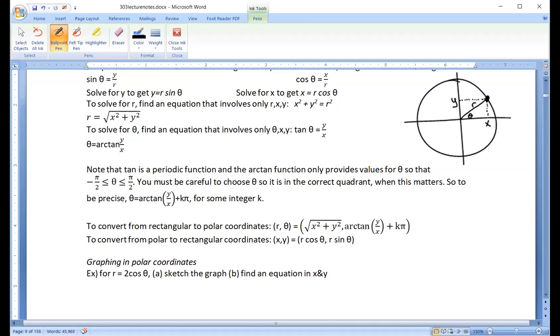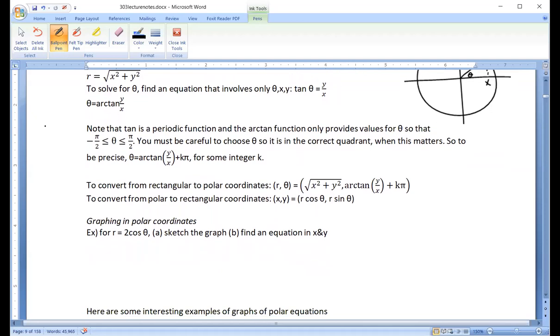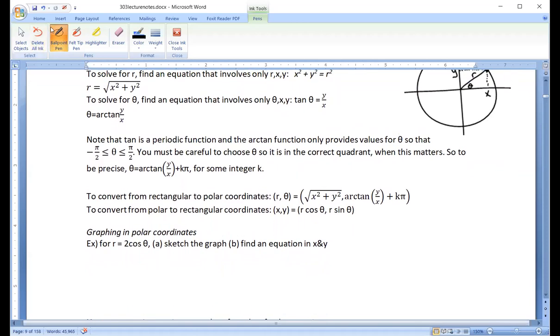So, graphing in polar coordinates. What we can do is make an equation, and the usual way is to express r as a function of theta. Not always, but that's the typical way. So here is an equation, r equals 2 cos theta. First we're going to sketch the graph, and second we're going to convert this to an equation in x and y.